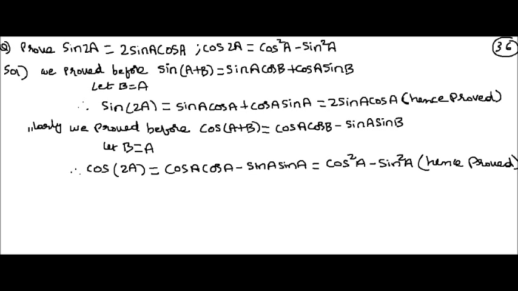Now let's prove sin 2a is 2 sin a cos a, and cos 2a is cos square a minus sin square a. We know sin a plus b, which if you watch one of my previous videos where I proved sin a plus b is sin a cos b plus cos a sin b, let's just put b equal to a. In the scenario where b is equal to a, we have sin 2a which is sin a cos a plus cos a sin a, which is 2 sin a cos a. So we just proved sin 2a is 2 sin a cos a.